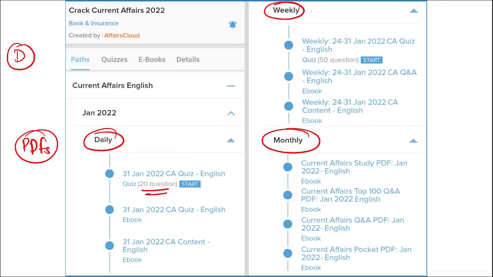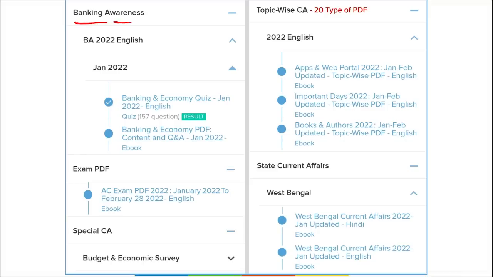Apart from that, weekly you will get a 50 questions quiz for your preparation, and you will also get a PDF that will contain all the important compiled news and current affairs of that particular week. Similarly, for monthly, you will get a top 100 questions PDF of that whole month, which is a very important PDF and will cover the most important news of that particular month. All right. Apart from this, we also cover banking awareness.